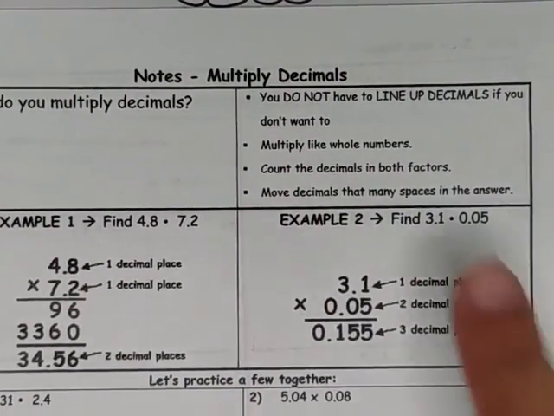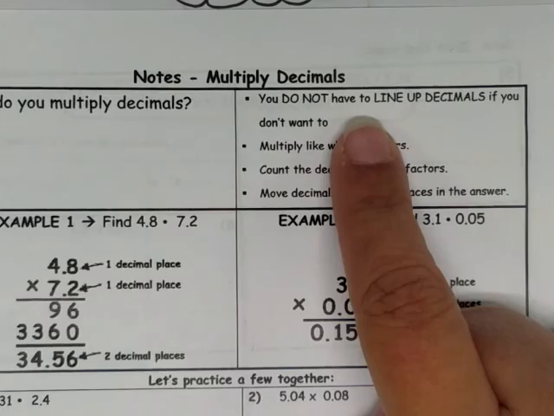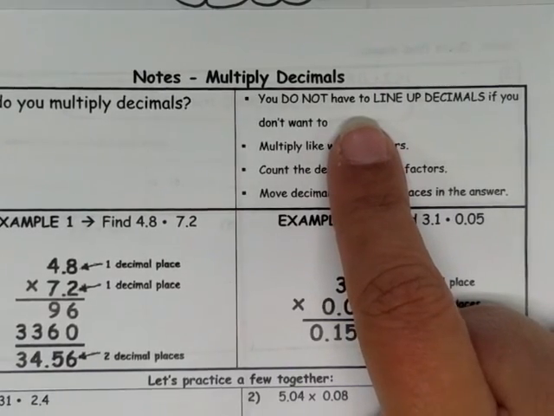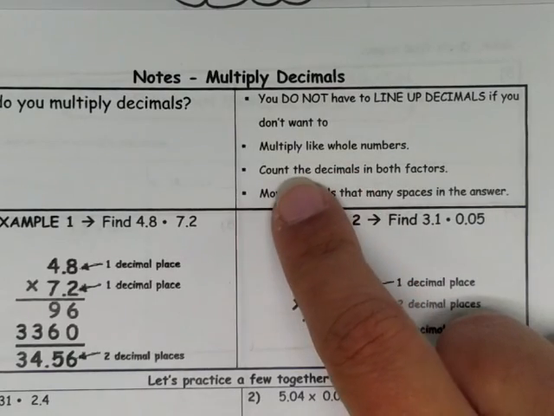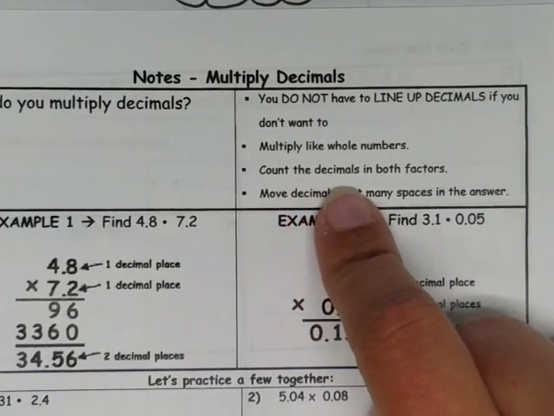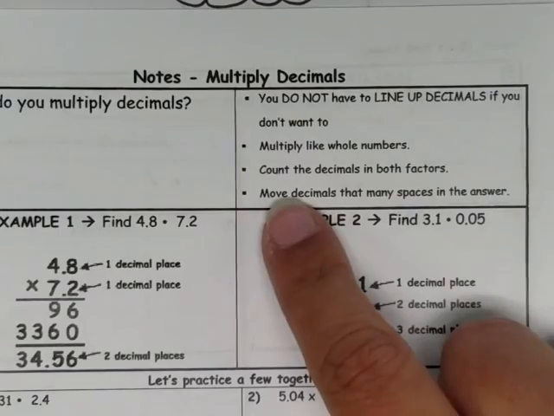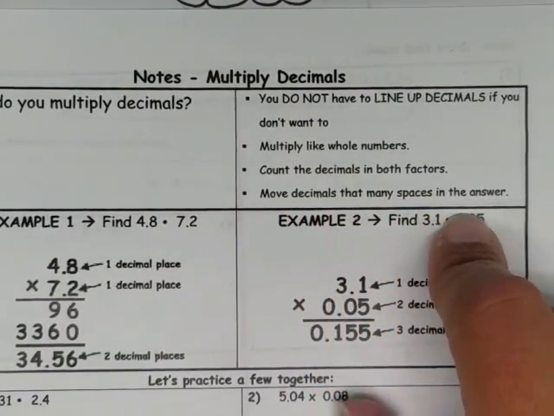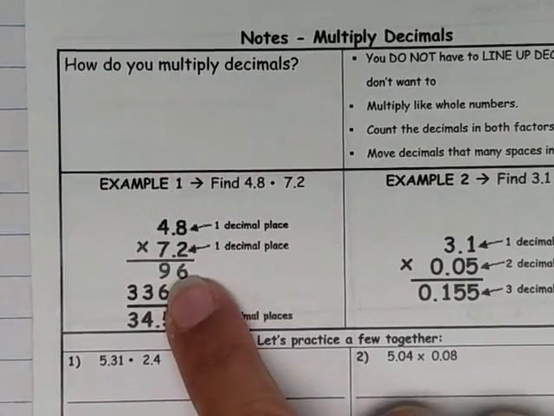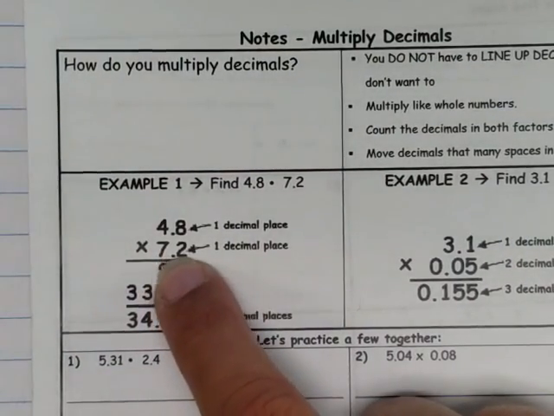So at the very top, if you read, I know with adding and subtracting you have to line up decimals, but with multiplication you don't have to. You're just going to multiply like you would with whole numbers. Then we're going to count the decimal places in both factors. And then we're going to move that many spaces in the product, so in the answer. So here's an example. 4.8 times 7.2.